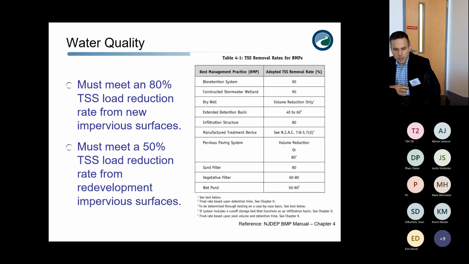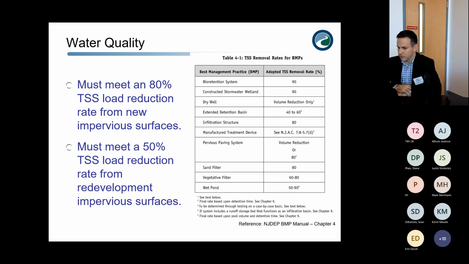For water quality, you must meet an 80% TSS load reduction for all new impervious surfaces. Redevelopment is addressed here to some extent, where you have to meet 50% for TSS load reduction from a redevelopment impervious surface. And someone asked in a previous talk what the definition is there for redevelopment. It's basically just the replacement of an existing impervious surface with an equal area of proposed impervious surface. So for those areas, there's a reduced amount of treatment that's required, 50%. We did hear earlier from DEP that they are looking at raising that to 80%, so that 80% is required for both new impervious and redevelopment as part of the PACT rules.